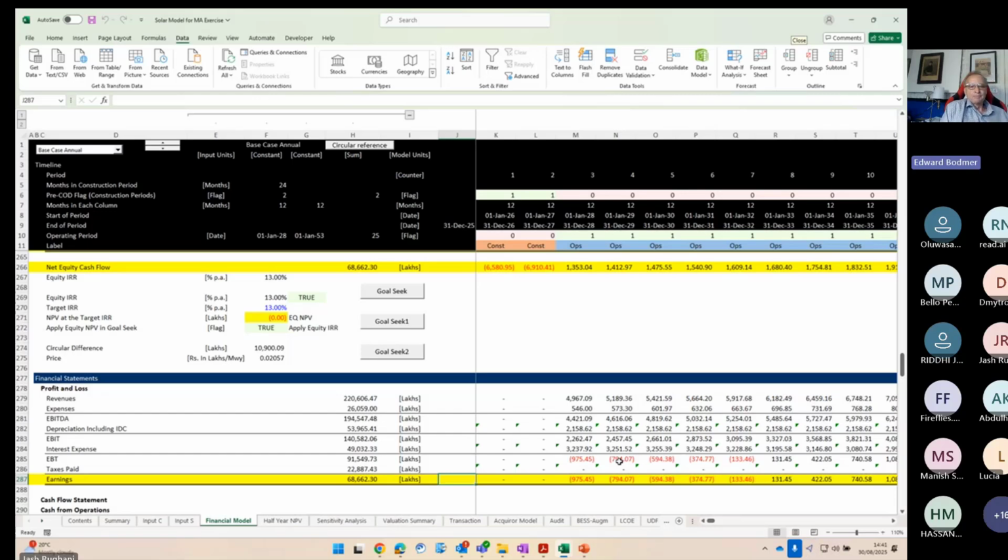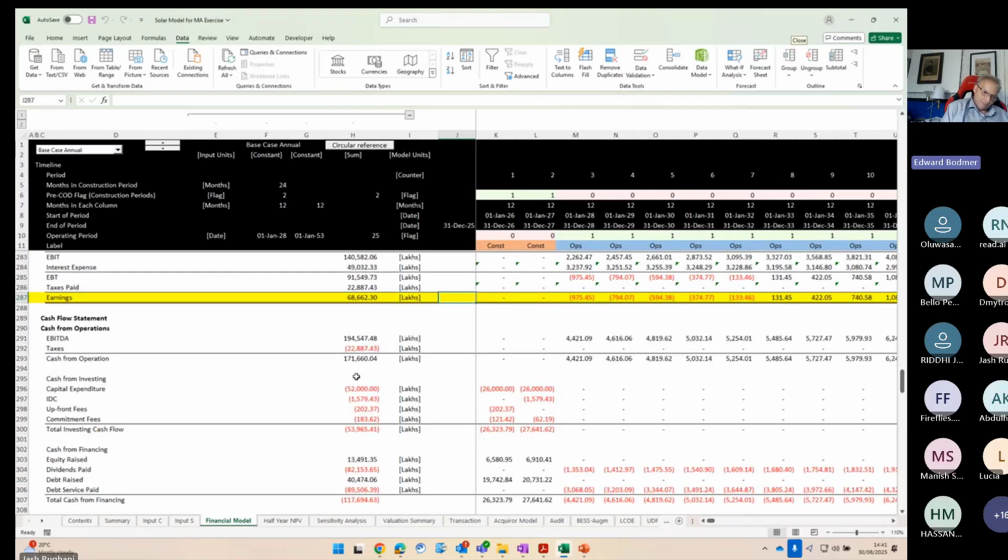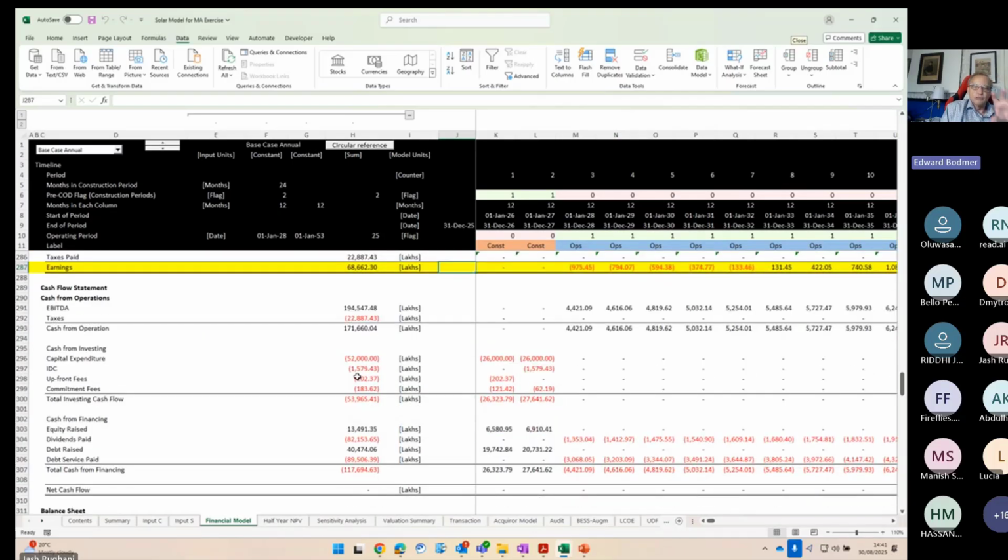Let's go down. And then if you make a financial statement, the next thing I would do is make a cash flow statement, and everything comes from up above, that classic cash flow: operations, investing, and financing. And you can see how that works. Can you go down to the balance sheet?